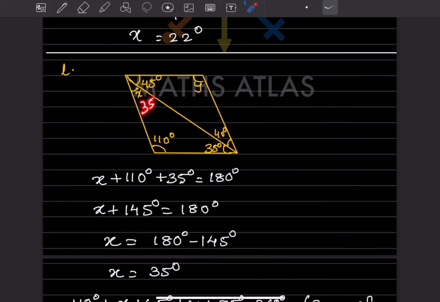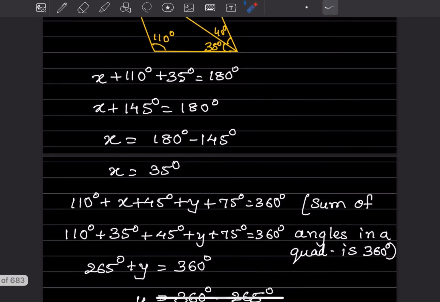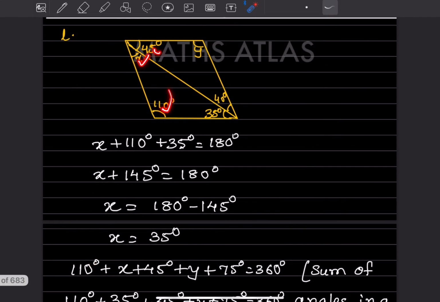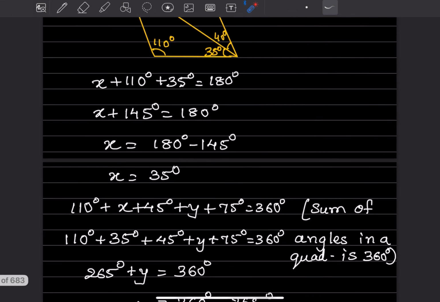So now we can easily find out because we got this 35, this is 45. And so we can add this together, this and this one. So now there is only one unknown left. So whenever we have one unknown, we can do it this way. So because we already got the value of x now, we can put here 110 plus this x plus 45 plus y plus 40 plus 30, which should be 75. This together should be 75. So this is what is written here, and that is 360 because that is a quadrilateral. Sum of angles in a quadrilateral is 360.